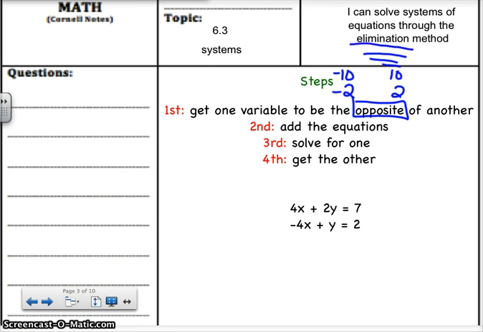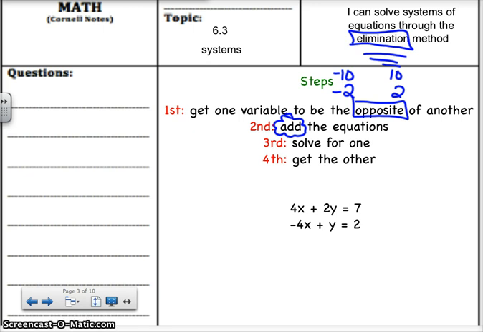Also look at this keyword, eliminate. Well, if they're opposites, they eliminate. That's the foundation here, okay? And then you're going to add the two equations. Put a little cloud around add. So far we got the keywords of opposite, add.